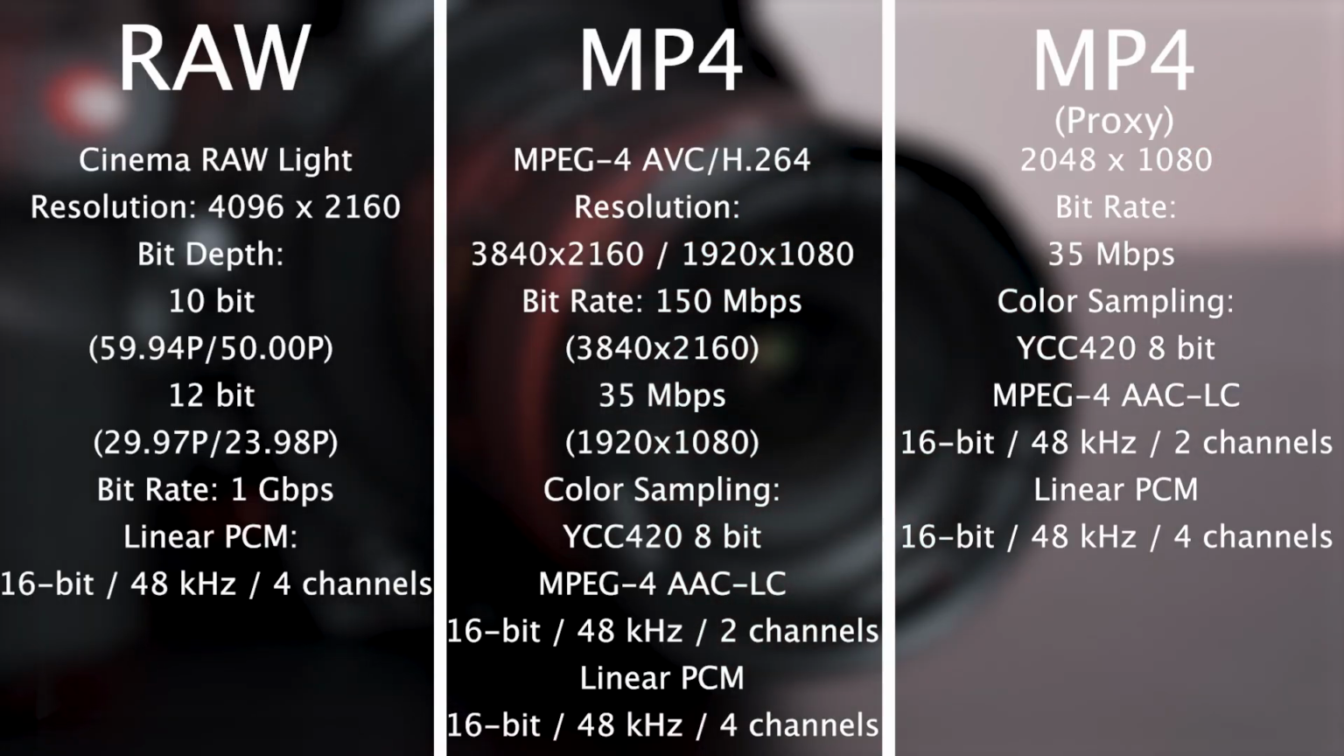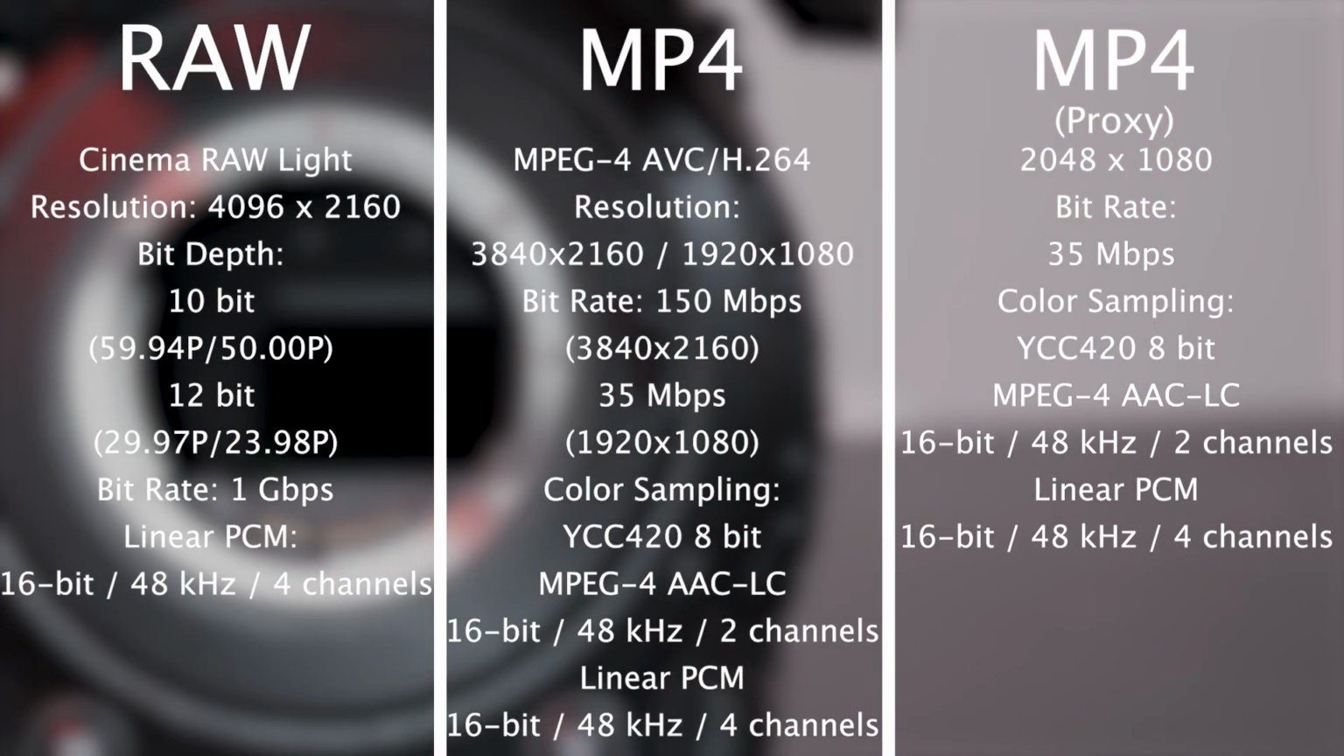The MP4 proxy records at a resolution of 2048 by 1080 at a bitrate of 35 megabits per second. The color sampling is YCC 428-bit, and the audio is the same as the regular MP4 recording.